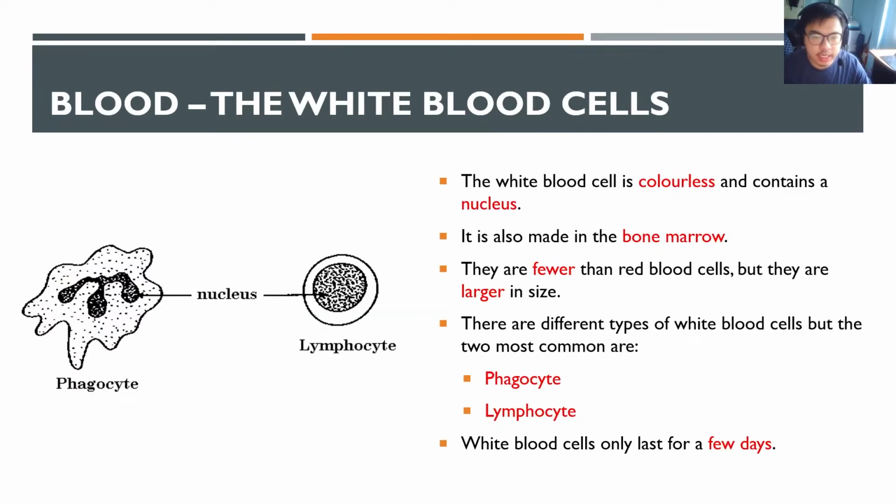The white blood cell, on the other hand, is called white because it's colorless. The difference is it contains a nucleus. You can see here, and also this one here, these are the nuclei of the white blood cells. The white blood cell is also made in the bone marrow. There are fewer white blood cells than red blood cells, but they are larger than red blood cells. There are a lot of different types of white blood cell, but the two most common ones are the phagocyte, which is this one here, and the lymphocyte, which is this one here. White blood cells can only last a few days.